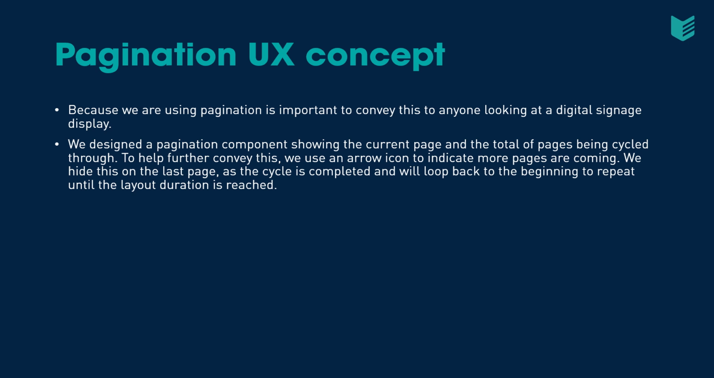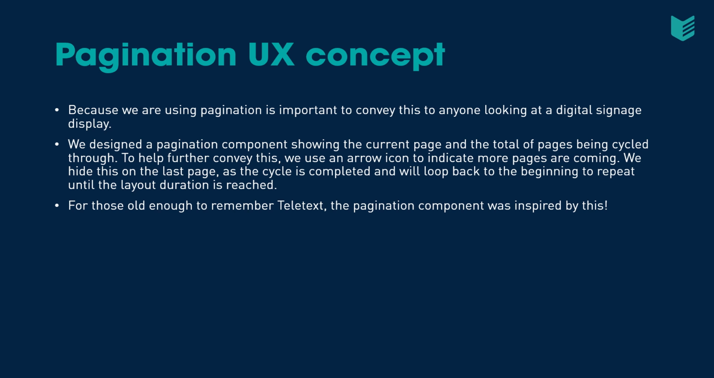layout duration is reached. But we took inspiration from a very old method of communicating information called teletext. Some people probably won't even know what that is if they're too young now. But teletext had the same problem, particularly with TV displays, that you could only fit a certain amount of text on the screen with a certain aspect ratio. So there would usually be some form of indication, arrow or icon, to say that you needed to use your TV remote to press down to see more.